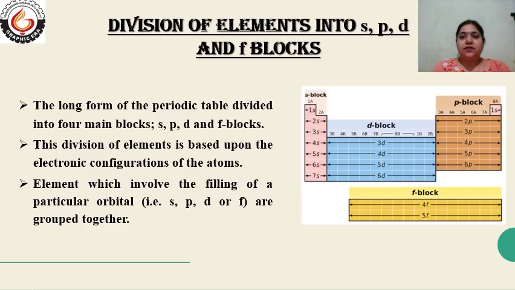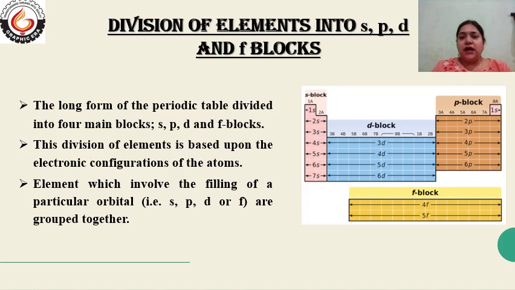Division of elements into s, p, d and f blocks. In the long form of the periodic table, the overall structure is divided broadly into 4 blocks. These blocks are known as s block, p block, d block and f block. The division of elements into these blocks depends purely on the configuration of a particular atom.